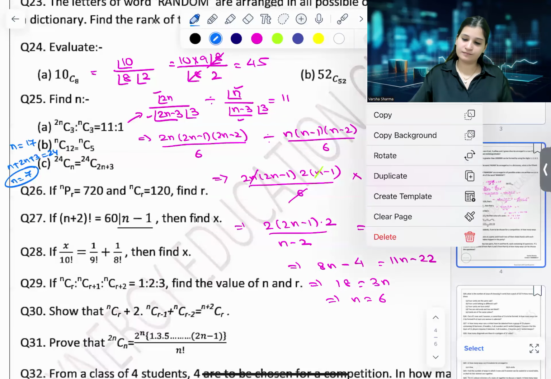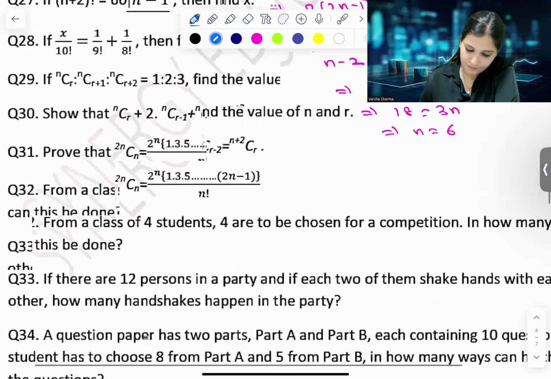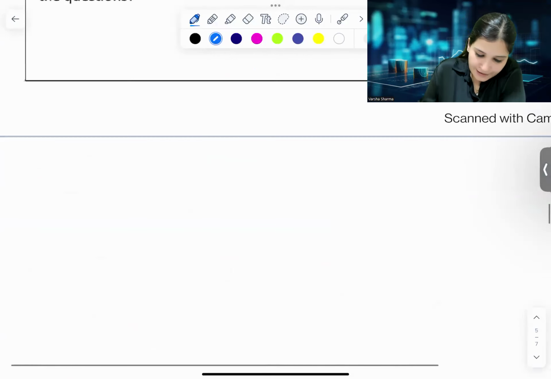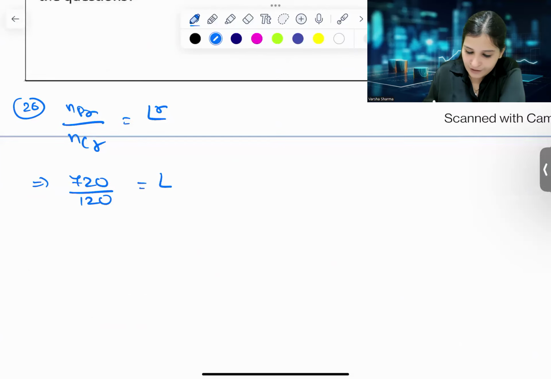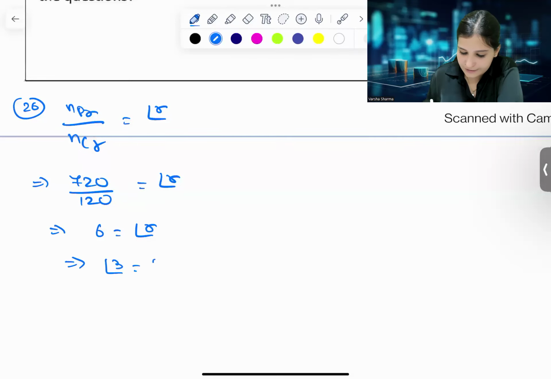26. We are given nPr and nCr. So we had the formula: nPr divided by nCr is factorial r. 720, 120, factorial r. 6 equal factorial r. This is factorial 3. So r will be equal to 3. Yes? All of you, does the answer match? Yes, ma'am.